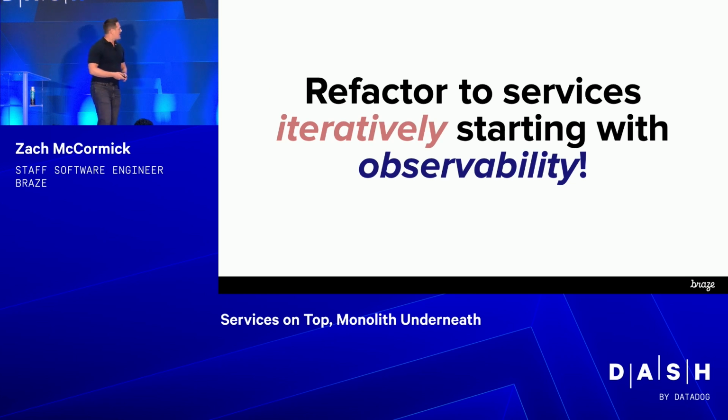So yeah, my big takeaway from all this is refactor to services iteratively, but start with observability. It's actually really easy to do this. You can do it piece by piece. And as you're doing it, you might figure out that your original domain model or your operational model that you were thinking of doesn't really make a lot of sense. And it turns out it's way easier to just move around some spans and resources in Datadog than it is to refactor your application yet another time. So a great way to start doing that is to start with observability.